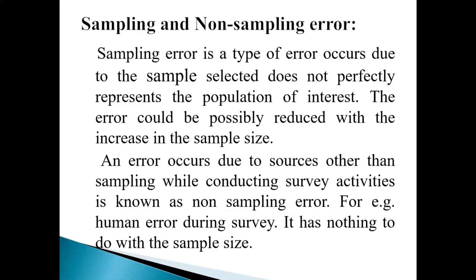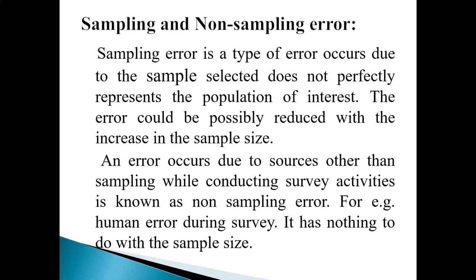And here, while studying sampling theory, we came across two types of error: sampling error and non-sampling error. Sampling error is a type of error that occurs when the sample selected does not perfectly represent the population of interest. The error could possibly be reduced with an increase in the sample size.